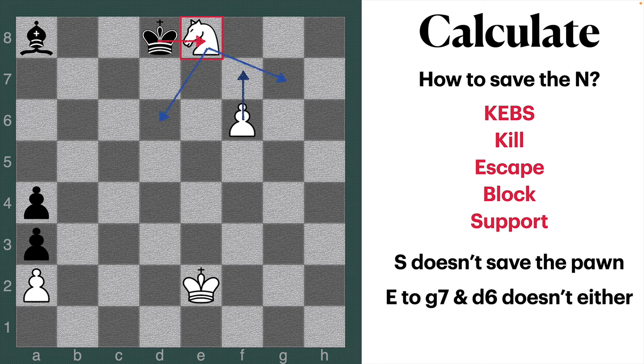Escape to g7 and d6 doesn't help either because the bishop would again come to d5 and control the f7 square. So what is left has to be the answer. That's the power of logic and deduction. However improbable it is, that could be the answer.